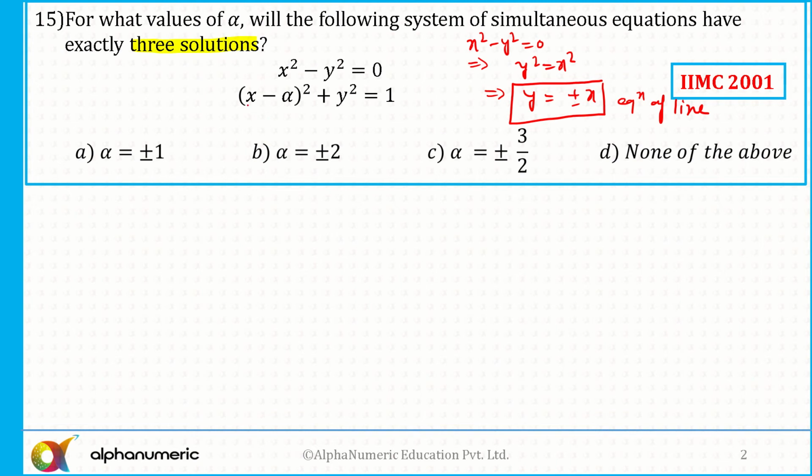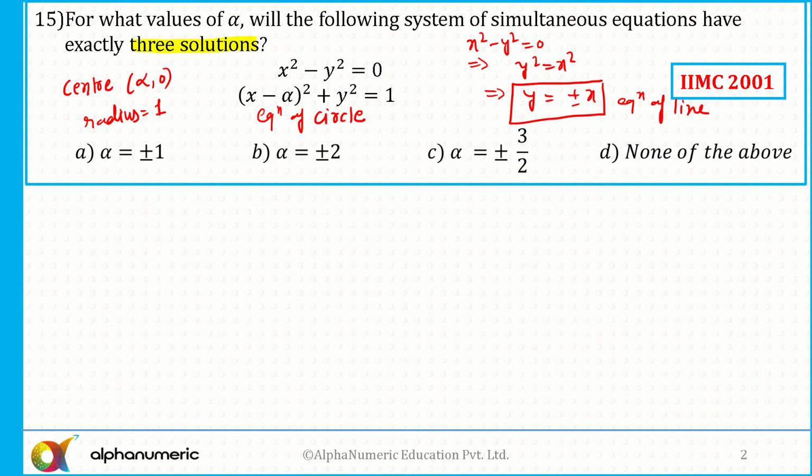Now if you look at the second equation, this is nothing but the equation of a circle. And what is the center of the circle? The center of this circle is alpha comma 0. And what is the radius of this circle? The radius is 1. It's the standard form, x minus a whole square plus y minus b whole square is equal to r square, and here r is 1. So there are two equations, one of them is a line and the other one is a circle.